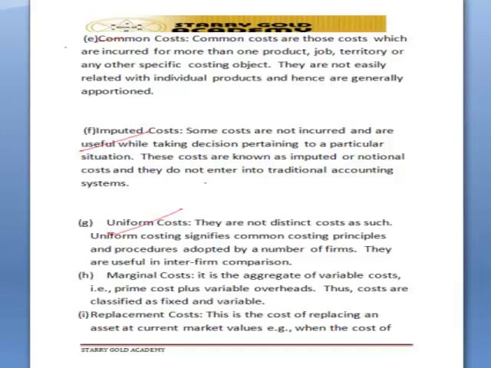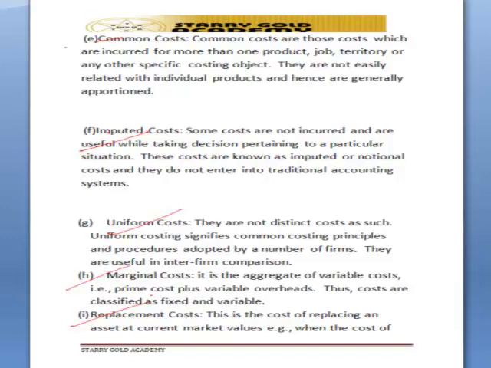Costs are classified as in marginal costing techniques. When we come there, we will be classifying costs as fixed and variable costs. Those are the two ways we classify costs. So we will be valuing inventory based on variable or marginal costs. We also have what we call replacement cost. This is the cost of replacing an asset at the current market value. When the cost of replacing an asset is considered, it means the cost of purchasing the asset at the current market price. It is important, and not the historical cost.